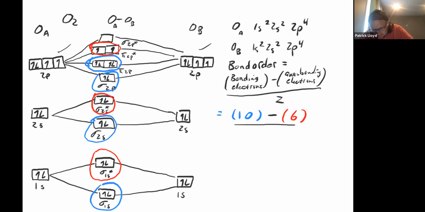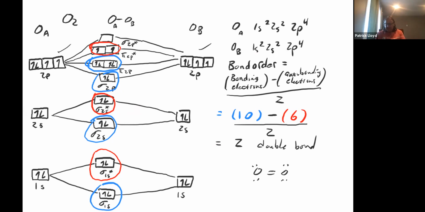Divide that by 2 to get the number of bonds. So that's 4 over 2, so that's 2. So it's a double bond. Now, it turns out that's interesting because it's actually consistent with the Lewis structure. The Lewis structure predicts it's a double bond, right? So molecular orbital theory confirms that. That's what a theory should do, confirm any earlier theory.